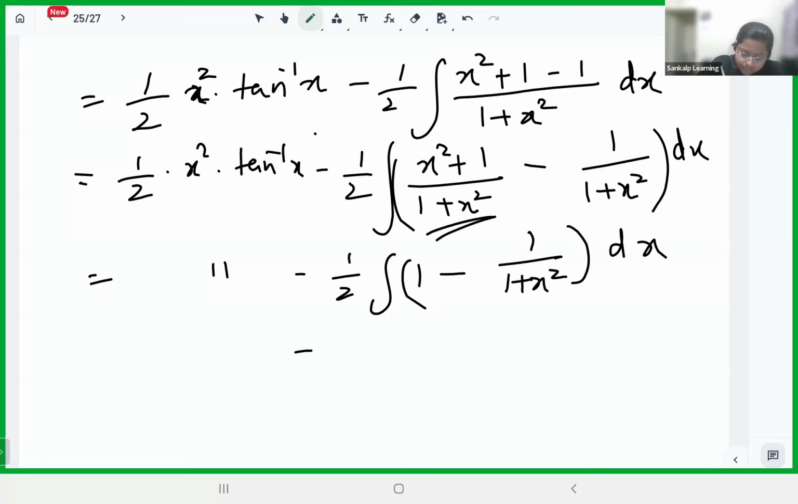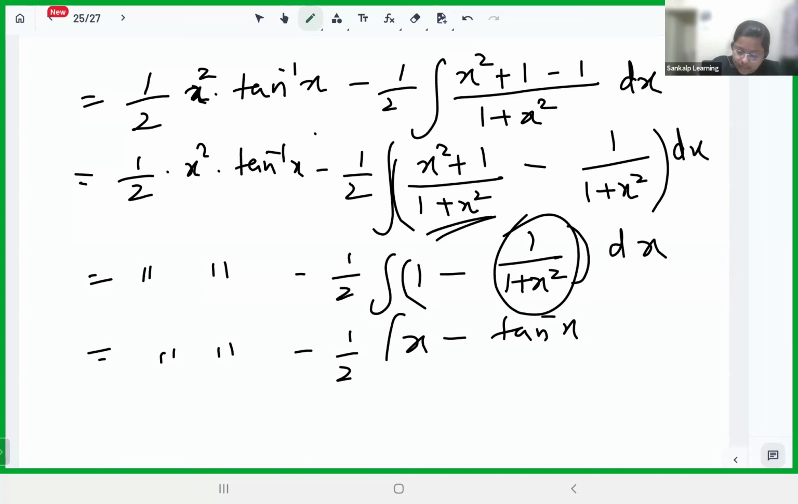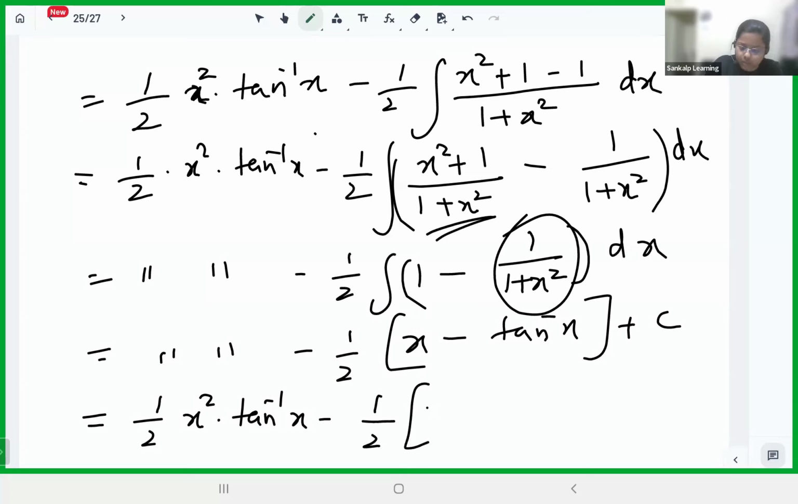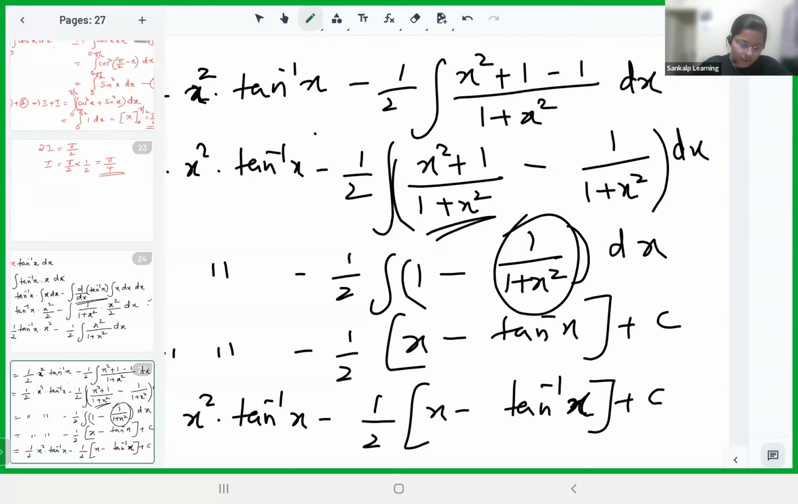Right? So what is the integral? This is 1 by 2 x minus 1 by 1 plus x square is tan inverse x, plus c. So the integral is 1 by 2 x square tan inverse x minus 1 by 2 into x minus tan inverse x plus c. Alright. I hope this question was clear to you all. Moving on to our next question.